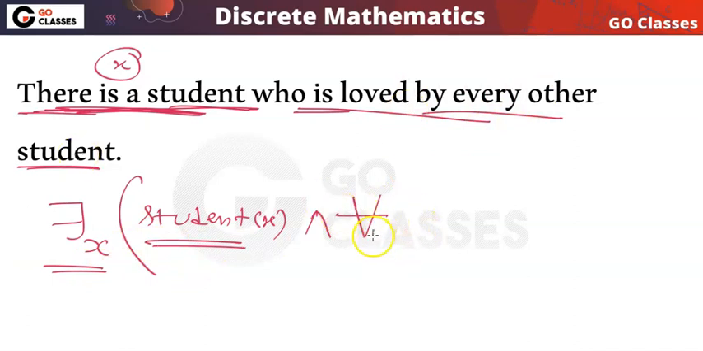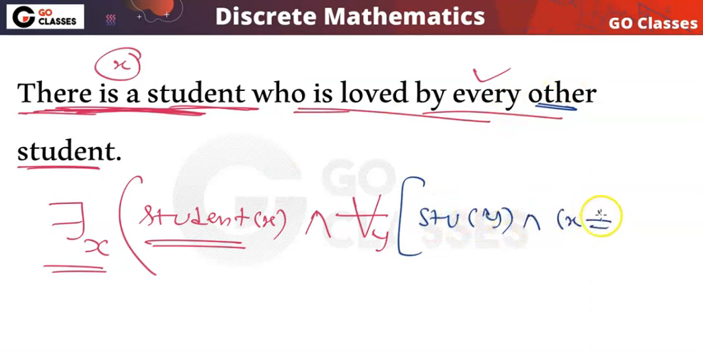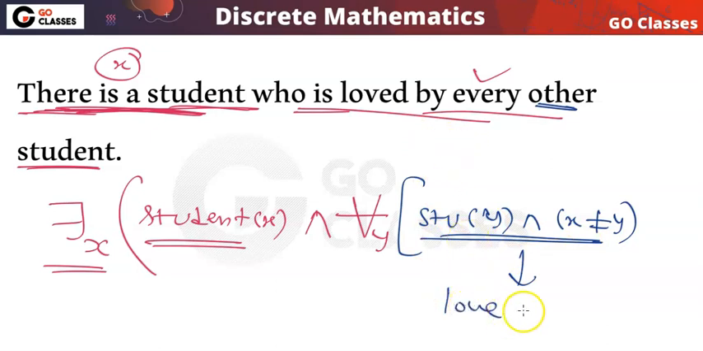So I can say that for all y who are loved by every other student, let's see this. We can say that for all y, if y is a student, and some other student means x and y are different, so if y is some other student, then what will happen? Then I can say that y loves x, correct? So this is the point.